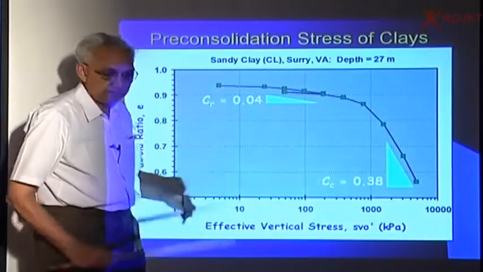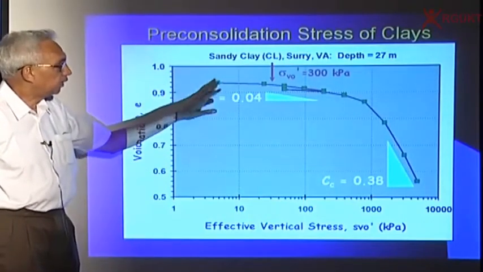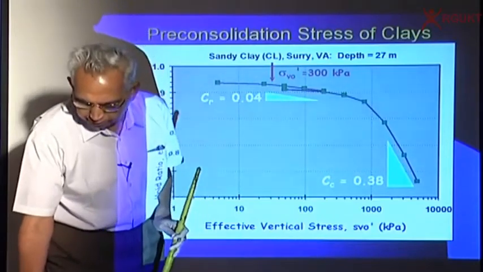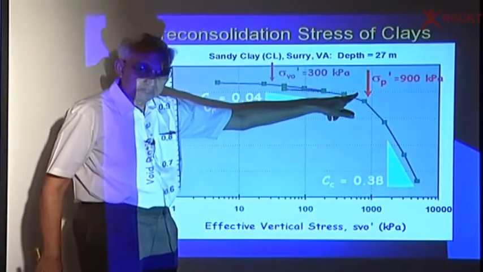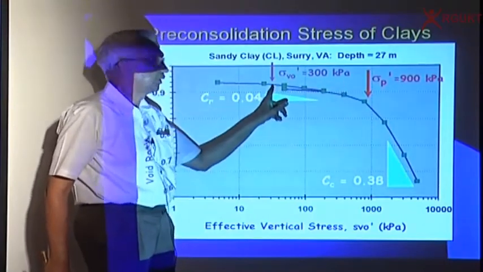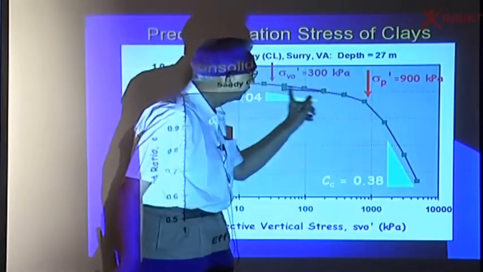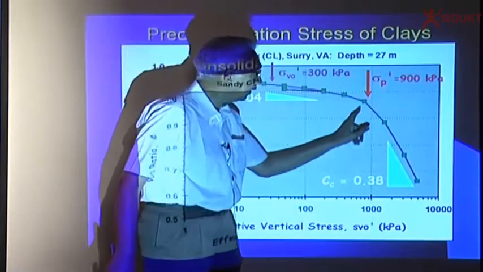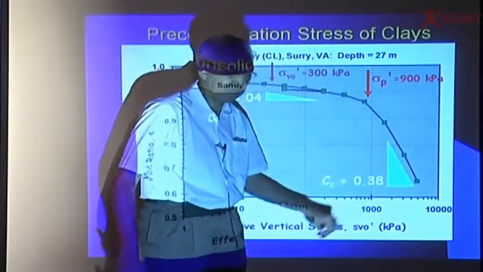And you can definitely say this is a very small fraction. Here you can see the e-log sigma for a particular soil. Initially it is flat, and let us say up to what stress? The maximum consolidation pressure, the past pressure, is 900, and the present stress is 300. So for a stress increment from 300 to 900, we use the value of CR, recovery or reloading, and for stresses beyond 900, we use the value of CC, which is higher.